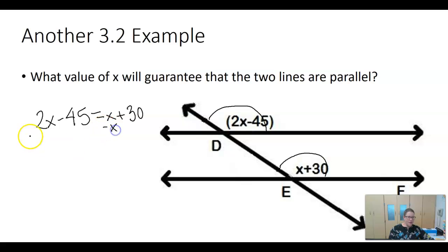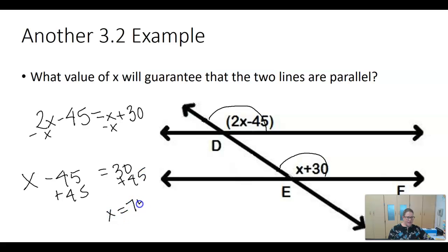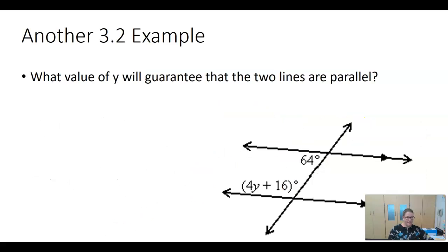So here I'm solving for x by subtracting an x from both sides. So x minus 45 equals 30, and then add 45 to both sides, and x equals 75. So if x is 75, these two angles will be congruent, which means the lines will be parallel.